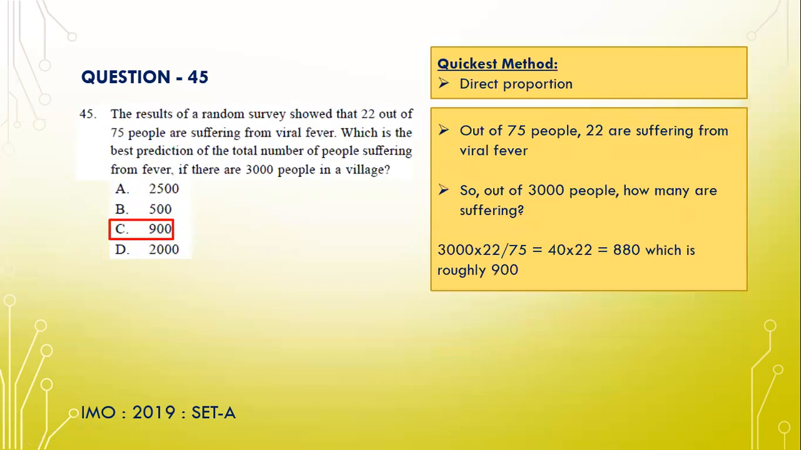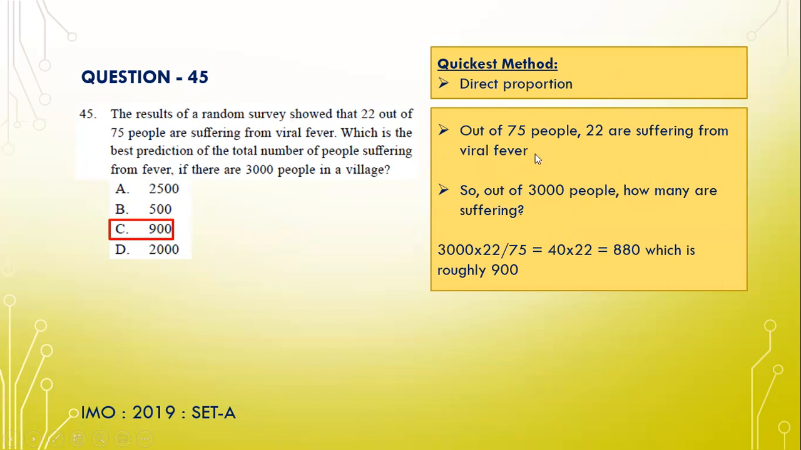The results of a random survey showed that 22 out of 75 people are suffering from viral fever. What is the best prediction of the total number of 3,000 people suffering from fever? So this is direct proportion, isn't it? 22 out of 75 people are suffering from viral fever. So out of 3,000 people, how many are suffering? And this is direct proportion.